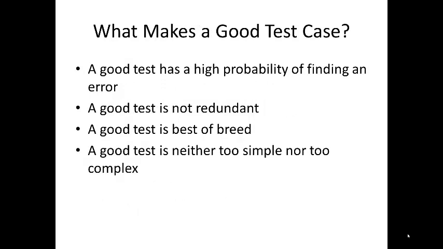One that has a high probability of finding an error. One that is not redundant. You do want a little bit of redundancy, but you don't want to keep repeating the same test over and over again, especially if it's going to give you the same results. Best of breed. Basically, the test that has the highest likelihood of uncovering a whole class of errors is the one that you should use. And you don't want them to be too simple or too complex. In general, you want each test to be executed separately, and you don't want them to bleed into one another.